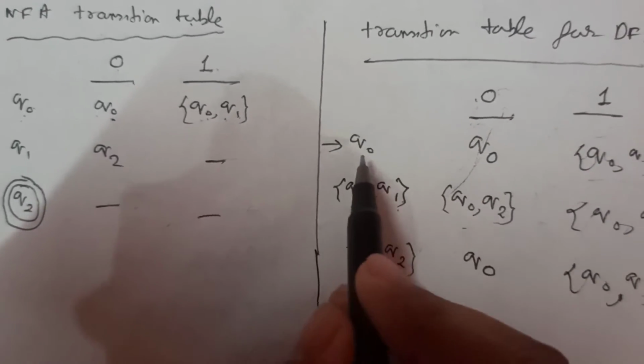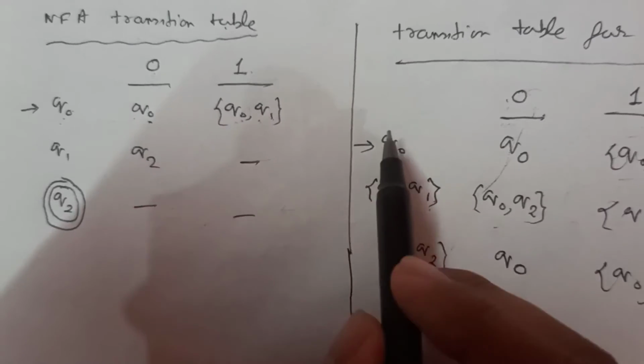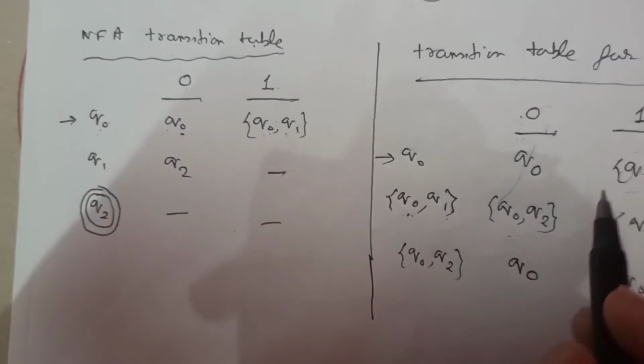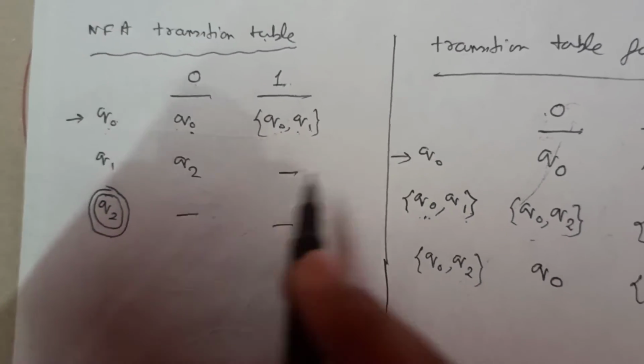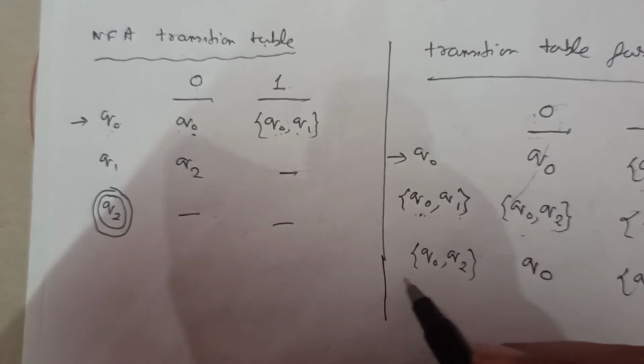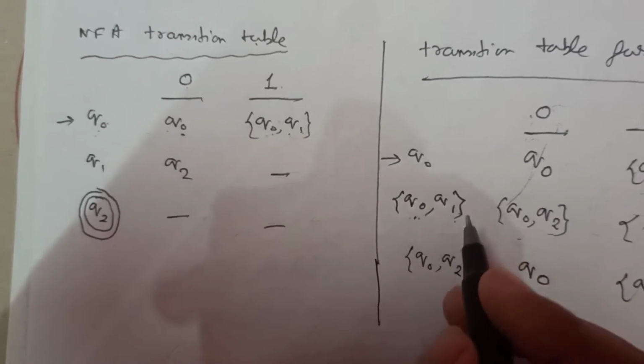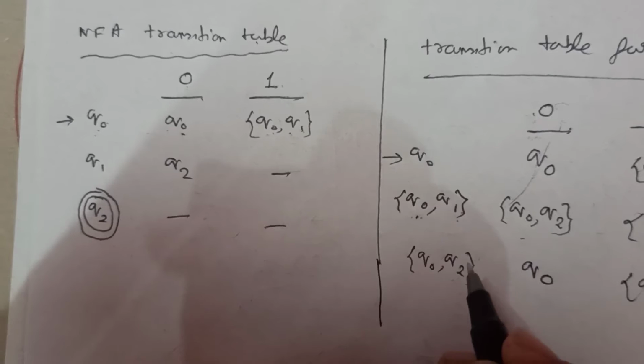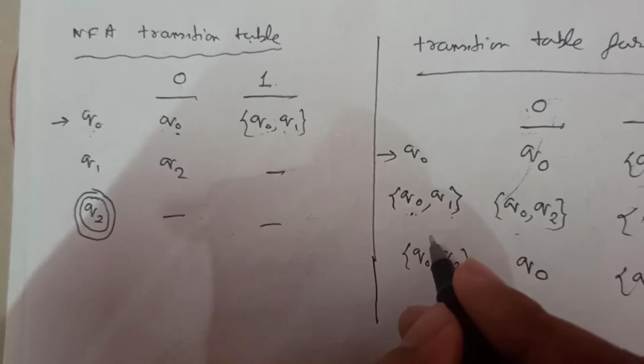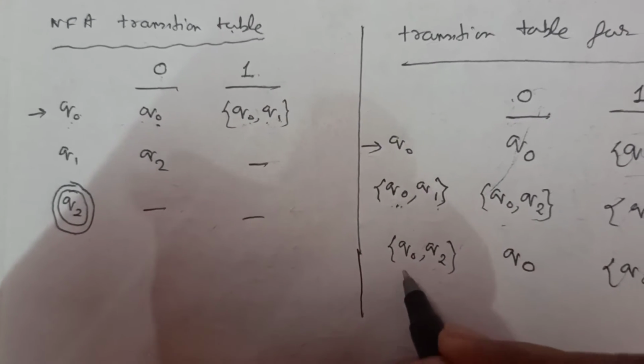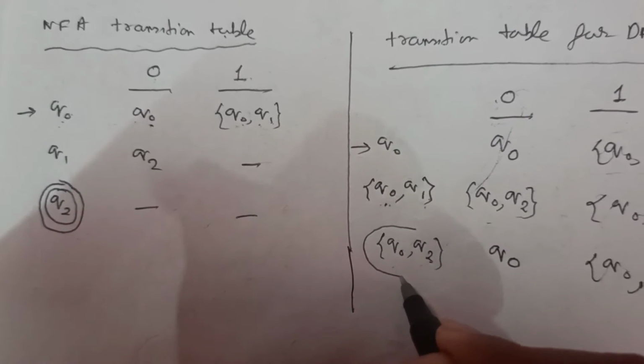So now what will be the final state? What will be the final or accepting state for the DFA? For the NFA it is Q2, but in the DFA there is no state named Q2. So we will make all those states which have Q2 in them as the final state. So only Q0 Q2, this state has Q2 in it.